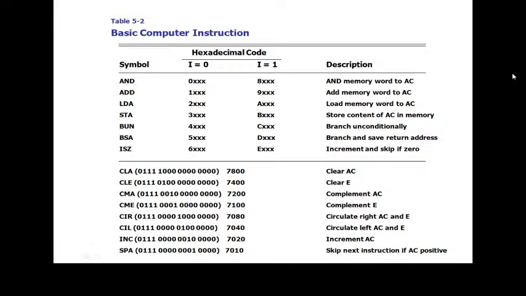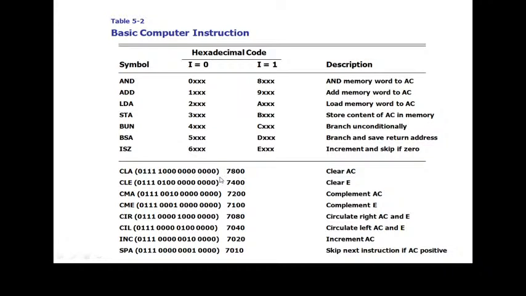For CLA, in the 12 digits, I will put 1 in the most significant digit. I put 1 here. For CLE, I'll put 1 in the second position. For CMA, I'll put 1 in the third position. Is it making some sense? So, likewise, I am going to design all these instructions.